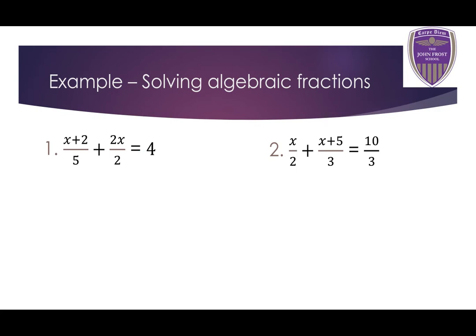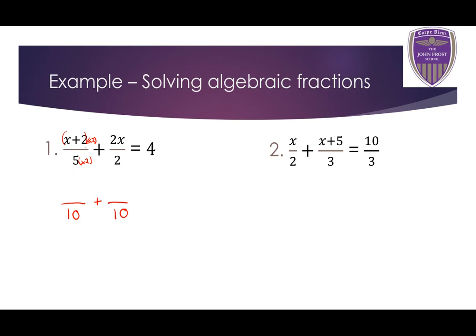Okay, so first things first, we need to look at these fractions. Now we've got something over 5 and something over 2. We need to find the lowest common multiple of 2 and 5. And that is going to be 10. 10 is the lowest common multiple of 2 and 5. So what do I have to multiply 5 by to get 10? I have to multiply it by 2. I have to do the same to the top.